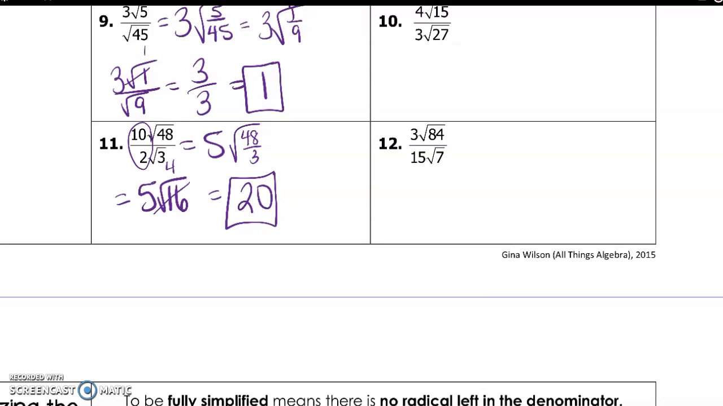So now that you've watched those, you might want to pause it and try each of the even ones and see if you can get those correct.